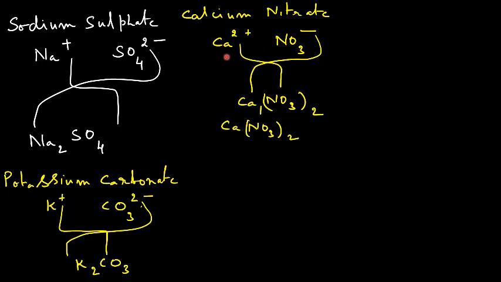The radical of calcium is Ca2+ and nitrate is NO3−. Here 2 units of positive charge, here 1 unit of negative charge. Therefore the magnitudes of charges should be exchanged. So this 1 comes to calcium and this 2 comes to nitrate. Here the bracket should be kept.